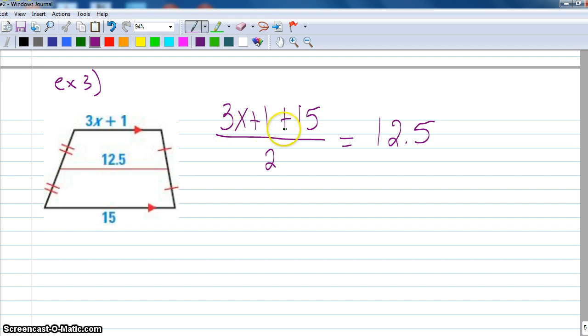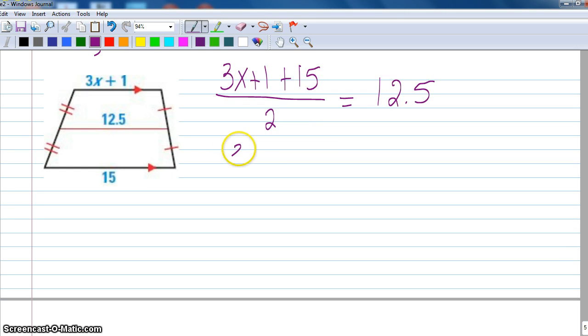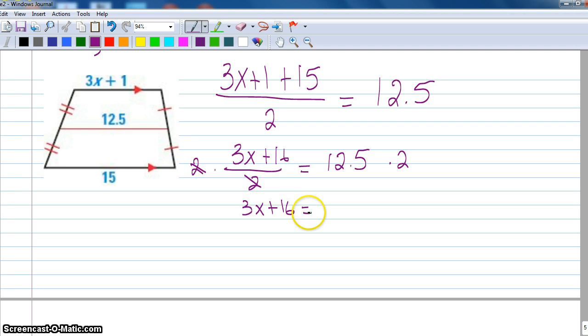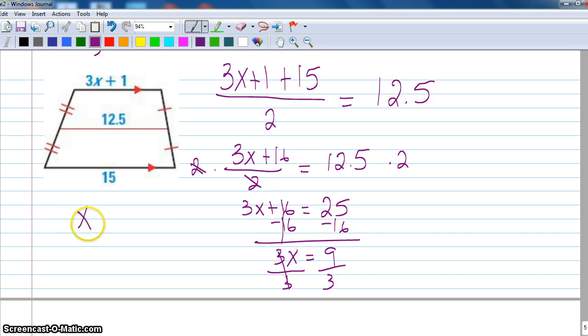Here, we're solving for x. 1 plus 15 here is 16, so I'm going to just rewrite it real quick. So that becomes 3x plus 16 divided by 2 equals 12.5. Now, this divided by 2, it's bugging me. Can't solve with division. Opposite of division is times. So times 2 times 2. 3x plus 16 equals 12.5 times 2. Double 12.5, that's 25. Subtract the 16. 3x is equal to 9. Divided by 3. 9 over 3 is 3.